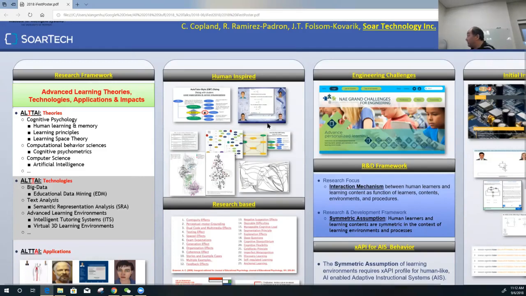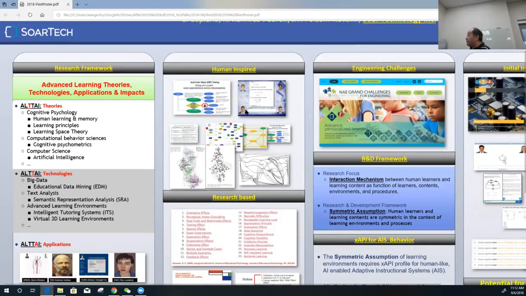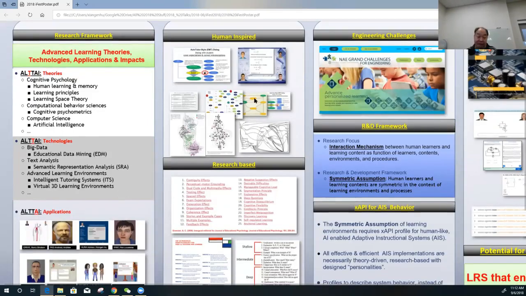So here, what you see over here, I'm not sure whether you can see this? Yes. Okay. So this is AutoTutor. We have several names. AutoTutor was the original NSF project that we had. And then later we made it a framework. We call it the AutoTutor framework. Basically it's a conversation-based tutoring system.